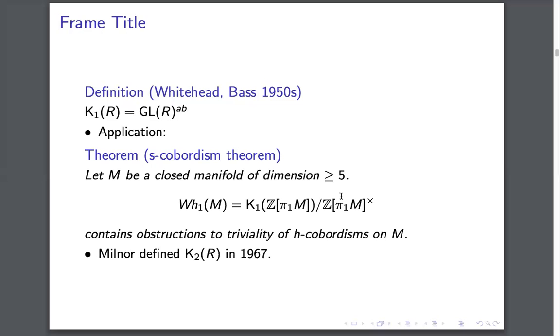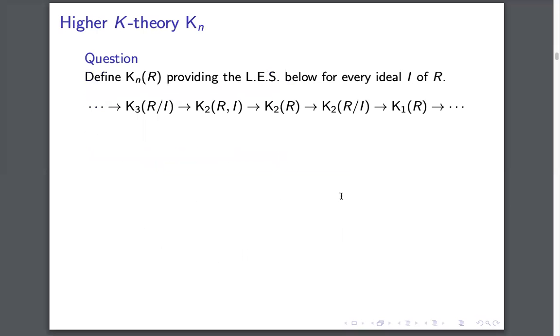And then there's the later definition of Milnor's second K-theory groups. In 1967, the application was actually to number theory, arithmetic. I will not get into that. But the thing is that after that point, people started looking for a definition of higher algebraic K-theory groups, which will give you a full homology theory for rings.